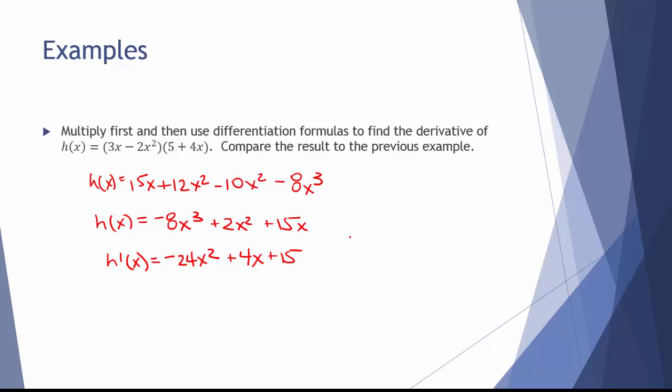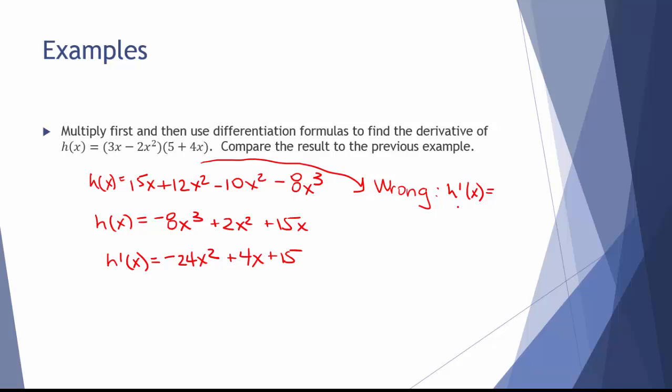So the reason I went ahead and put this example in is because I wanted to make sure I pointed out that while the product rule is not as simple as we would like it to be, it is correct. Generally when students want to do this the wrong way, what they want to do is just take the derivative of the 3x minus 2x squared and multiply that times the derivative of 5 plus 4x. Watch what happens when you do that.